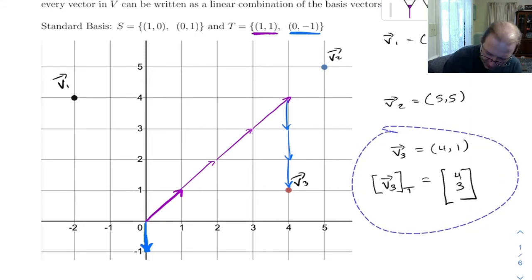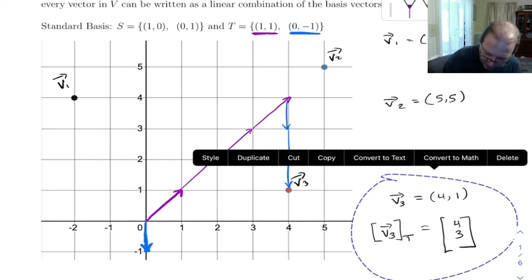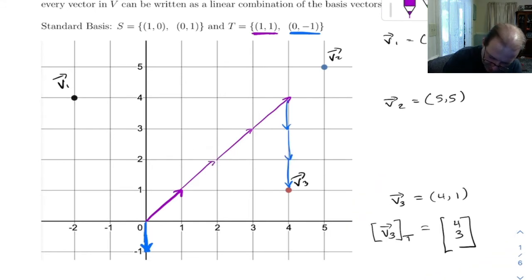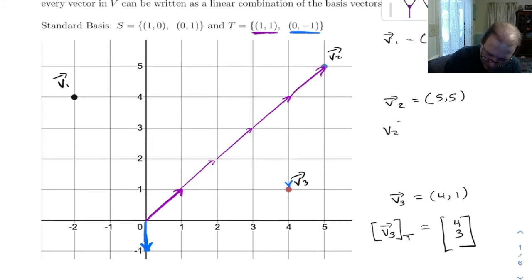Let's do the same thing for V2. To get up to V2, we'd need to extend all the way up to there. So for 5, 5, all we need is 5 of those purple guys and none of the blues. So V2, its coordinates with respect to T will be 5 of the first and 0 of the second.